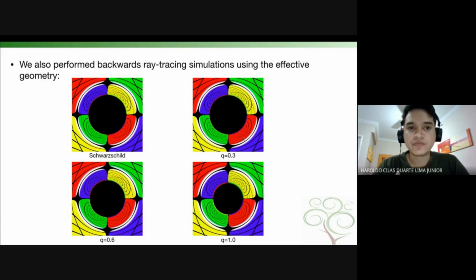We have also performed backward ray-tracing simulations using the effective geometry. So we generated these simulations here, beginning with the Schwarzschild case, where we notice this dark region at the center, which is the Schwarzschild black hole shadow. And as we increase the value of the normalized charge, we notice that the shadow region decreases. And also the gravitational lensing changes.